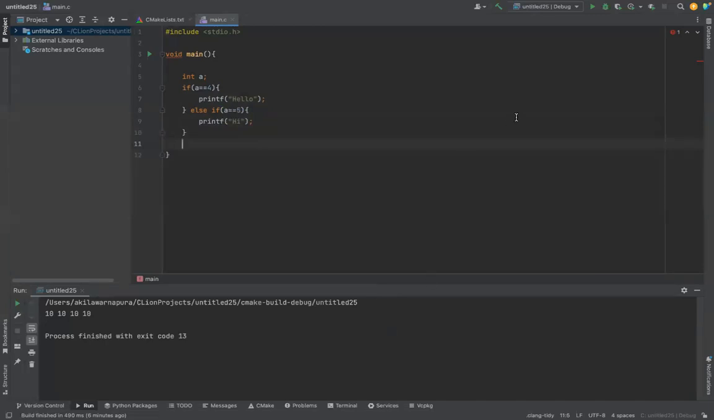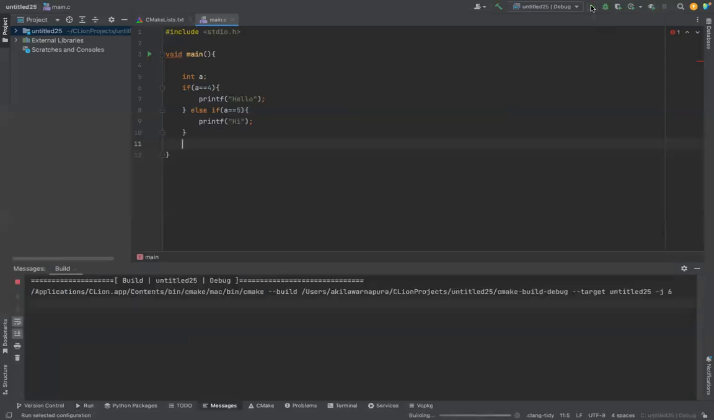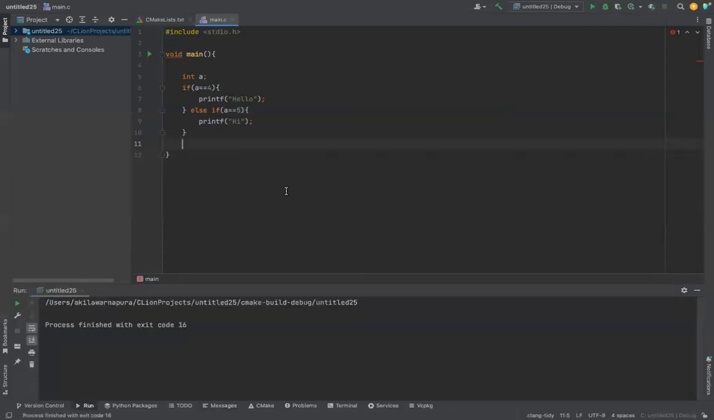Now when you run this program, sorry, first you have to get the user input. Let's say printf, enter value for a, then scanf %d and a.